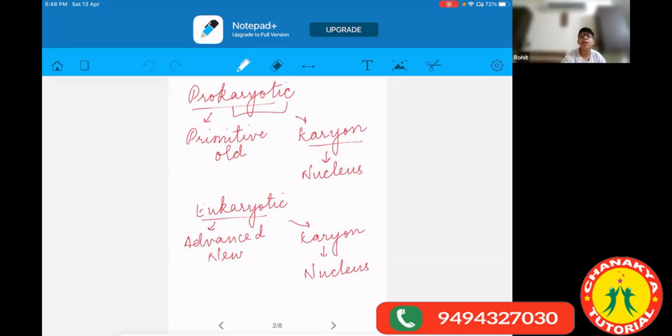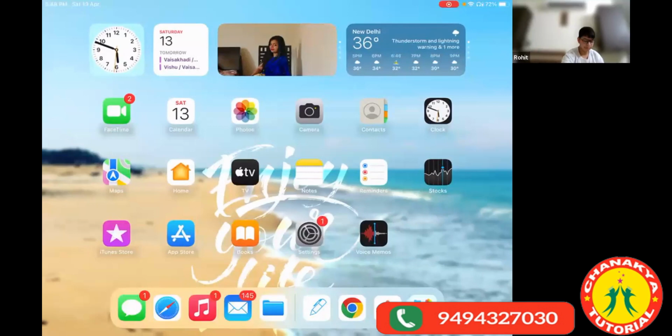Ma'am, in prokaryotic, the nuclear region is not bounded by the cell organelle, right? Correct. They don't have any kind of membrane-bound cell organelle. Okay.